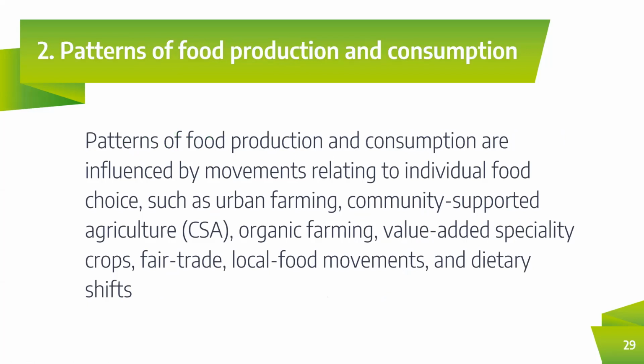The other subtopic here with 5.11 is going to be patterns of food production and consumption. These patterns are influenced by movements related to individual food choice, like urban farming, community supported agriculture, organic farming, value-added specialty crops, fair trade, local food movements, and dietary shifts.